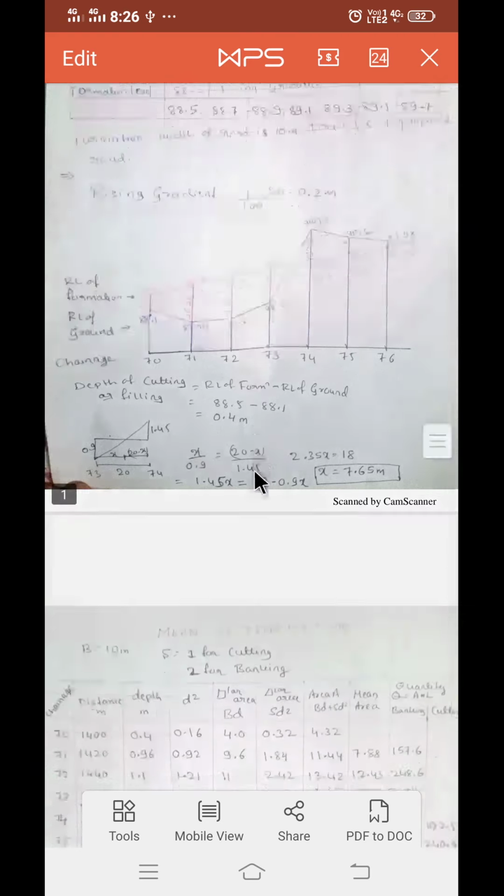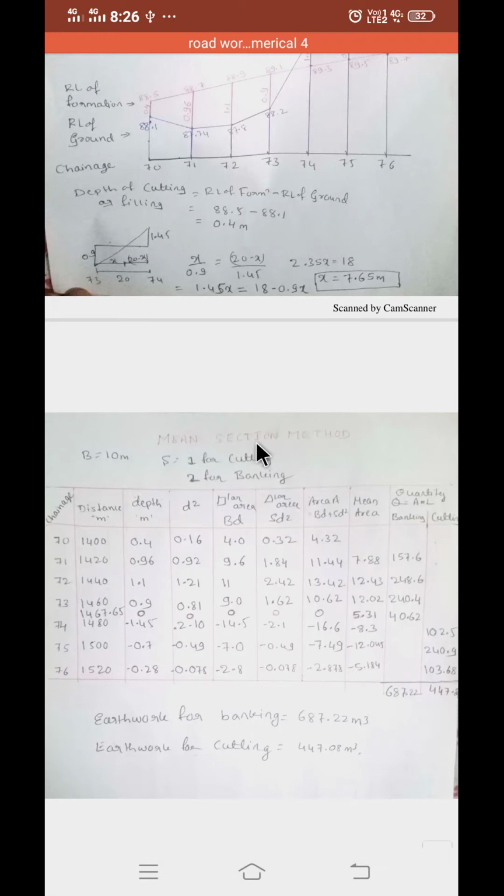Okay, so now we are solving this problem by the mean section method, and the side slope S is given: for cutting it is 1 and for banking it is 2.